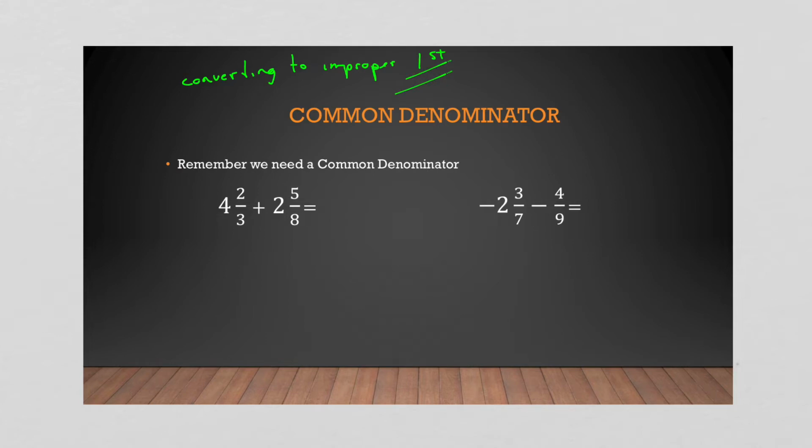So remember here we're going 3 times 4 to get 12 because we have 4 full trays of size 3. And then we're going to add 2. So we get 14 over 3. And then we're going to go 8 times 2 plus 5, so 16 plus 5, so plus 21 over 8.